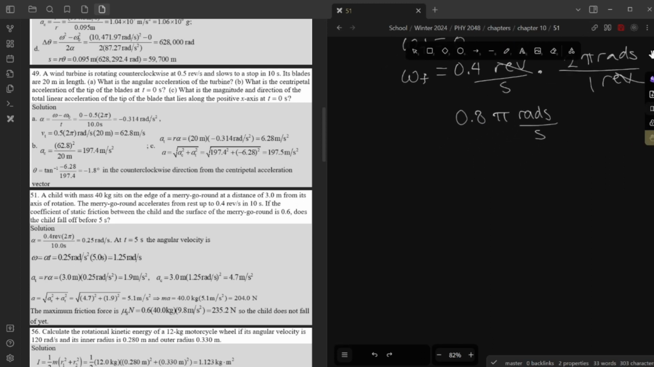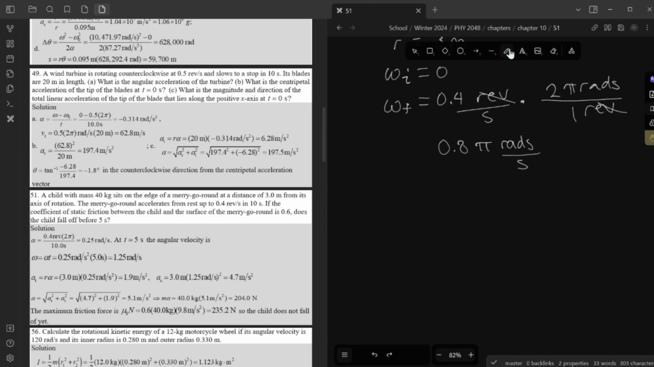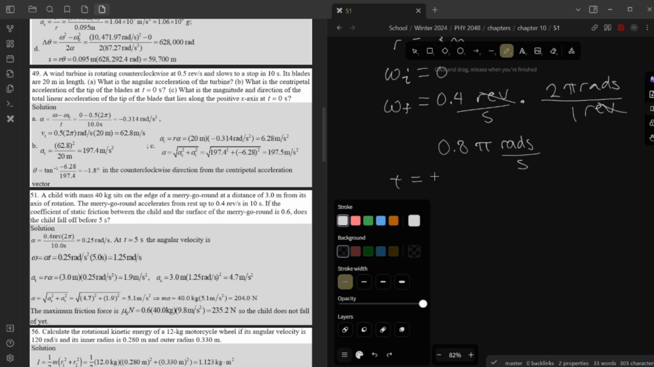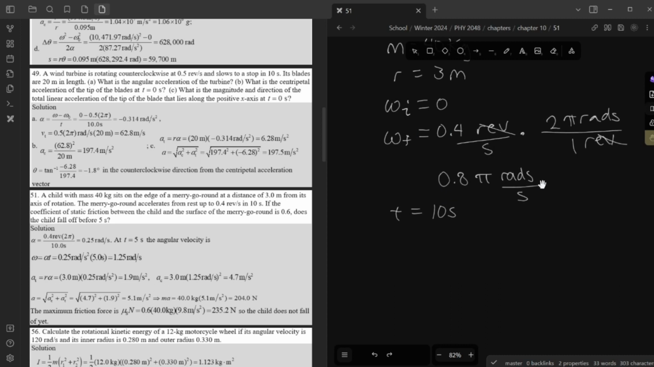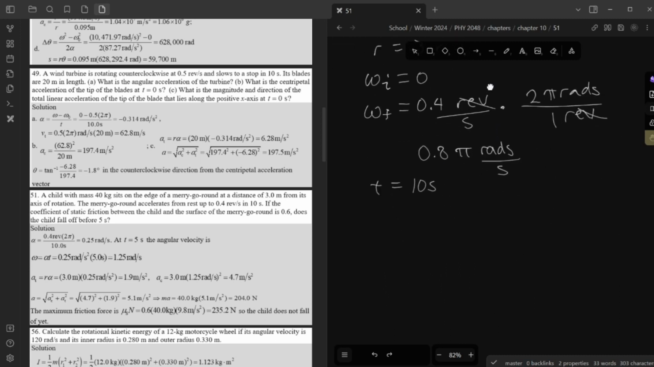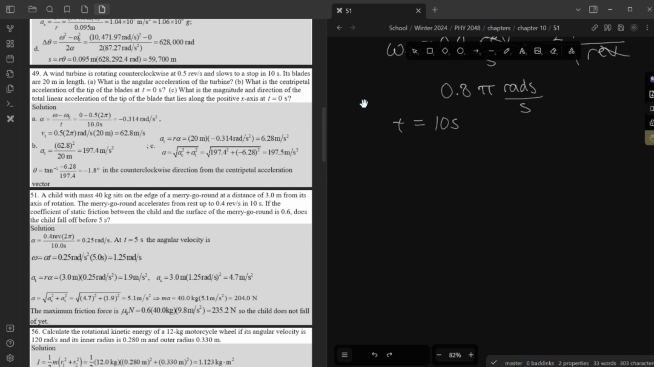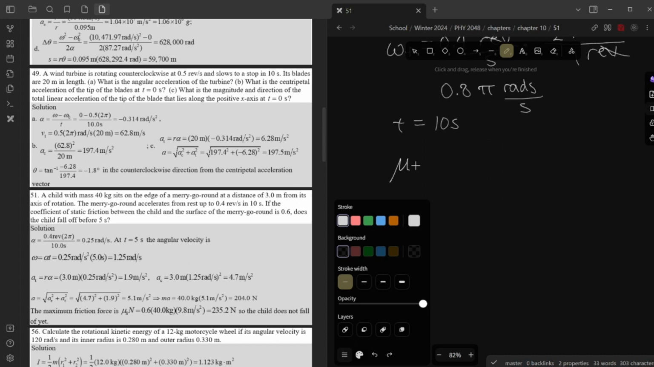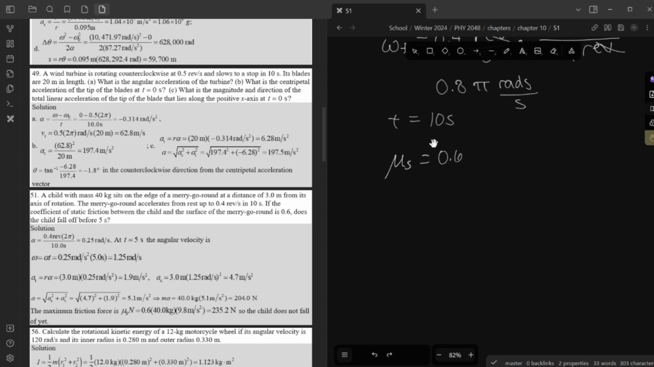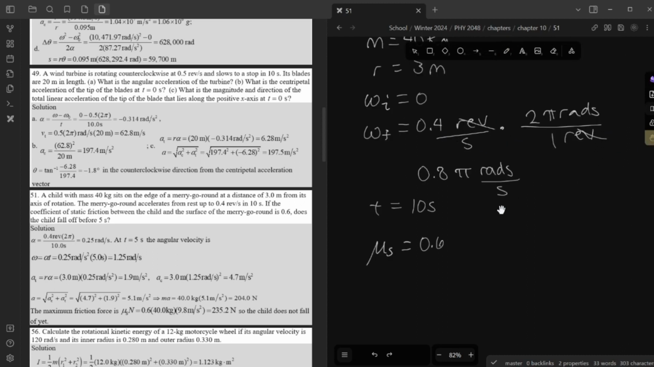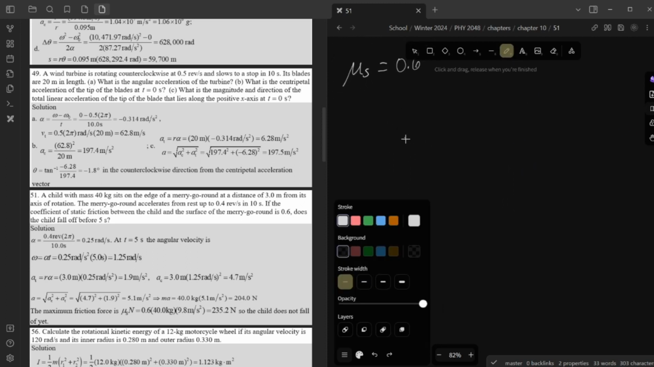So now what we want to do is write down t as well. Can't forget about t. T equals 10 seconds. This is the time it takes to speed up to this final omega, angular velocity. And then we're also given the static friction, so our mu sub s equals 0.6. I forget what the term is for these kind of values, but it doesn't have a unit. What we need to do now is calculate alpha.